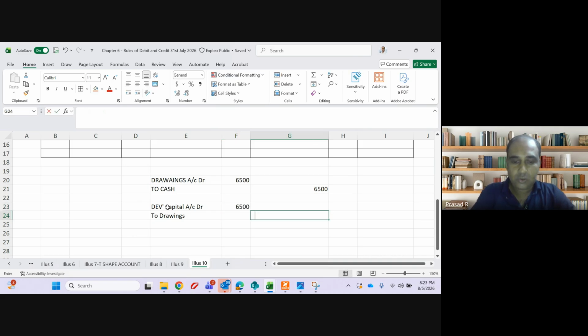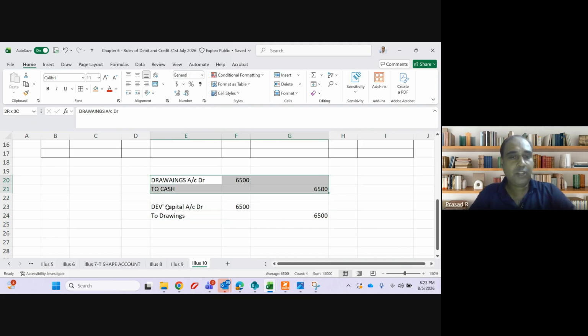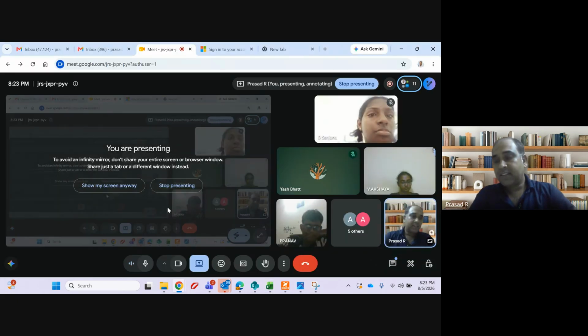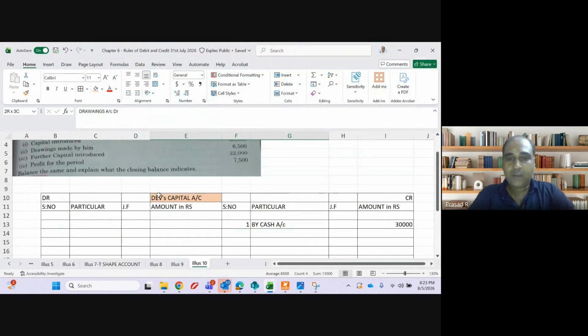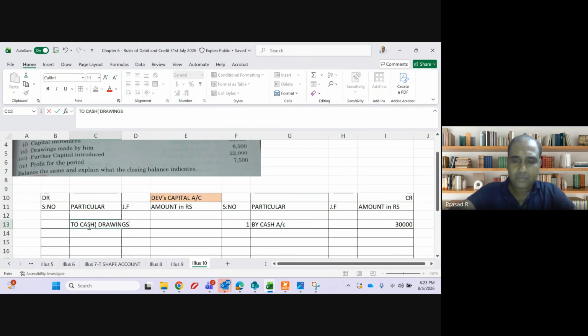6,500. In 12th, we follow this concept. There is a chapter called partnership, where whenever there is a drawing, we will mention it as to cash, and in bracket we will mention drawings. This is correct. You can also use this.